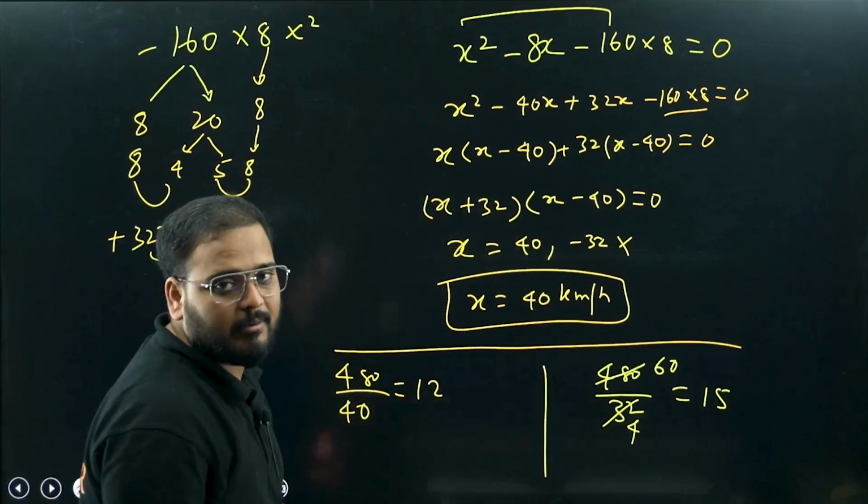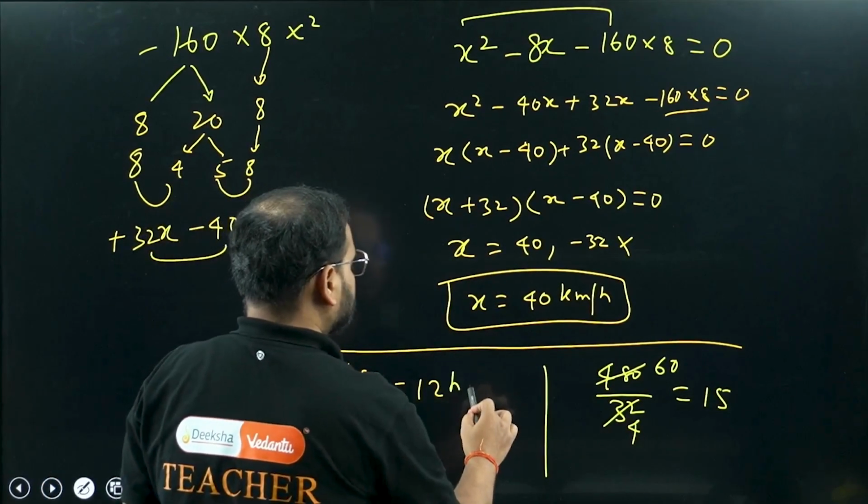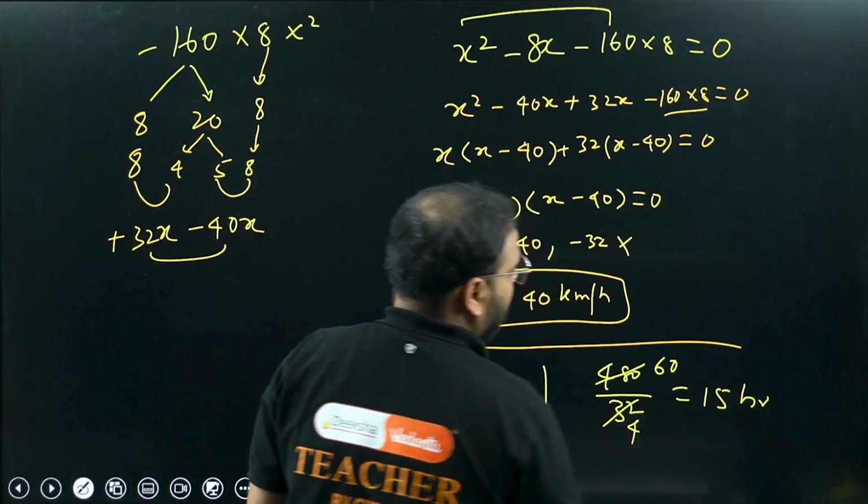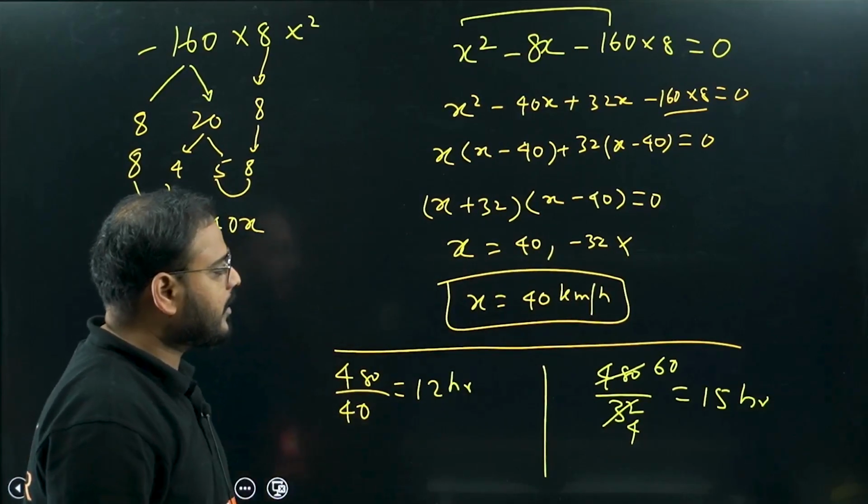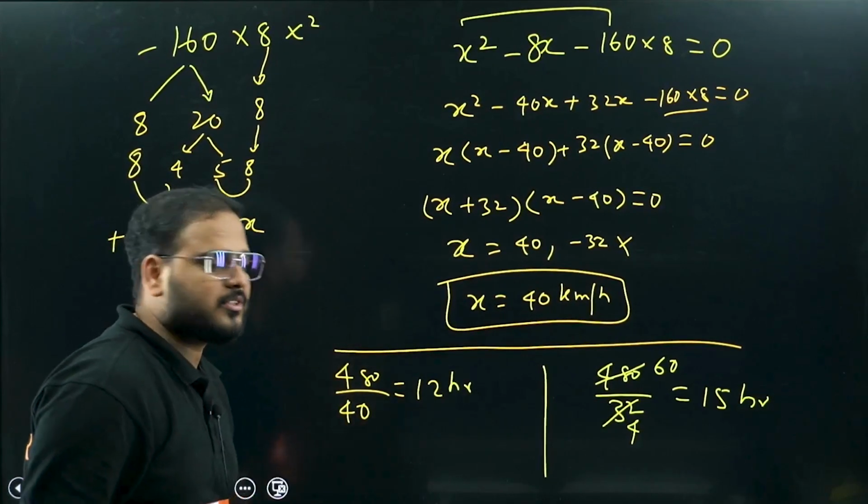Difference of the time, please check. 12 and 15. How much is it? This 12 hours, this 15 hours. How much is that? 3 hours. Okay, so the difference is 3 hours. That's what they've given in the question, so hence verified.